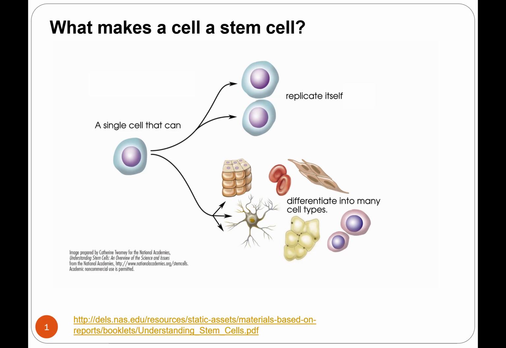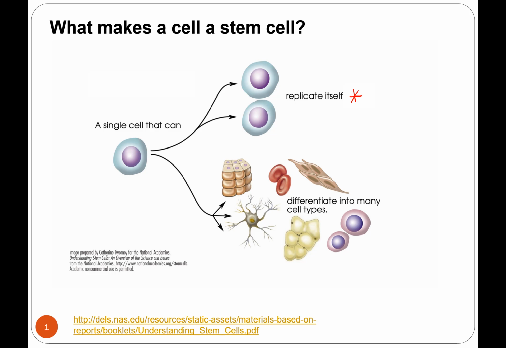Okay, so let's talk about stem cells. So what makes a cell a stem cell? There's really two key factors. The first is that a stem cell can continuously replicate itself. So it's able to continuously generate new cells.